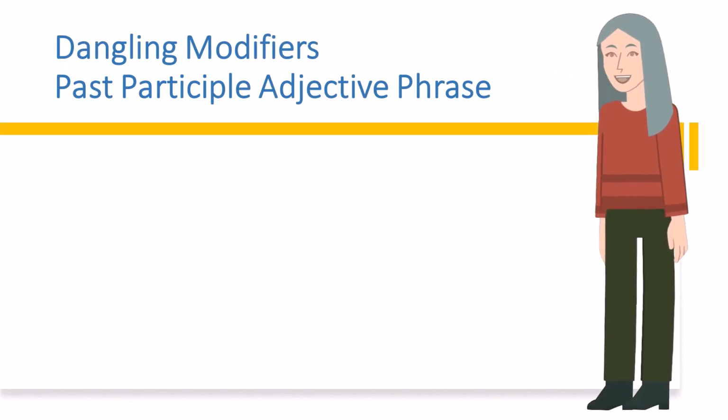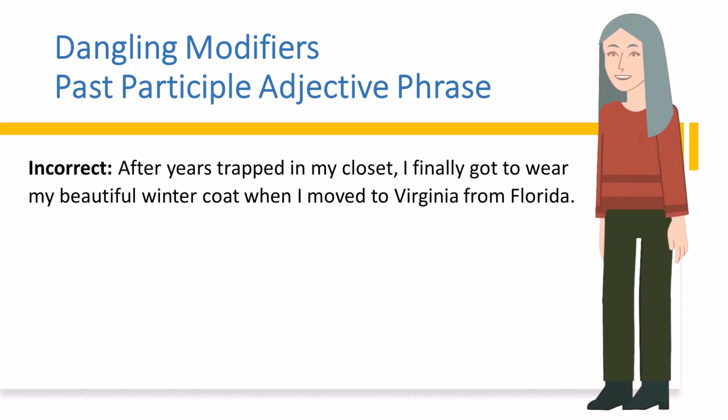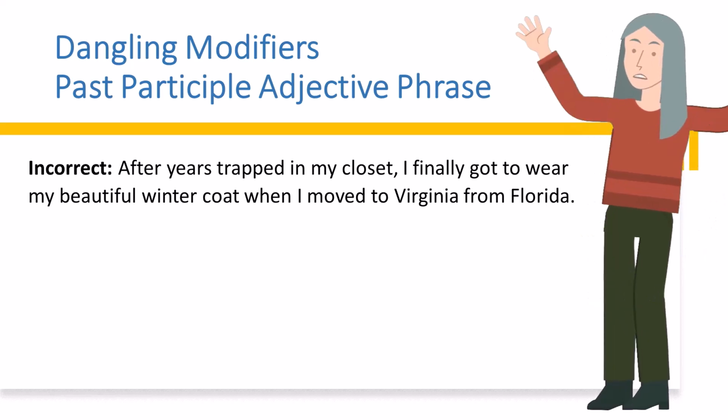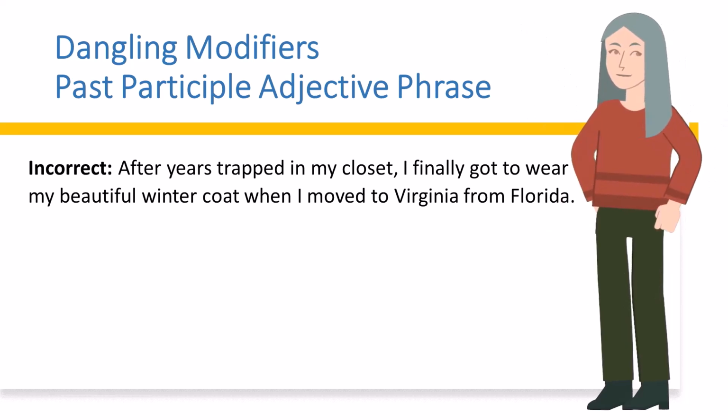Now, let's see how a past participle adjective phrase could become a dangling modifier. After years trapped in my closet, I finally got to wear my beautiful winter coat when I moved to Virginia from Florida. Perhaps you're wondering how long I was trapped in my closet. Well, don't worry, I wasn't.